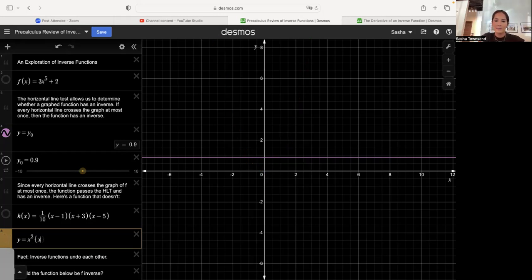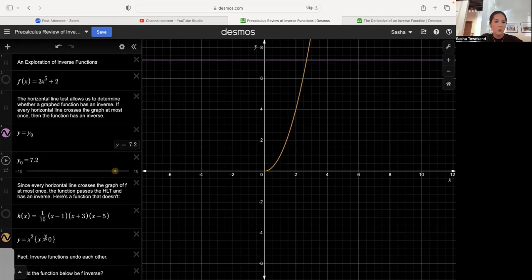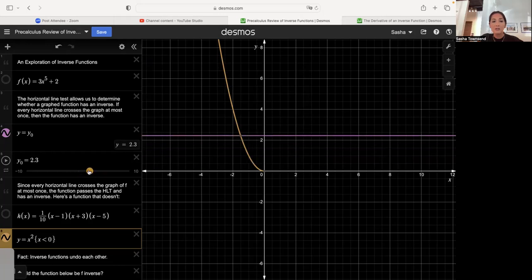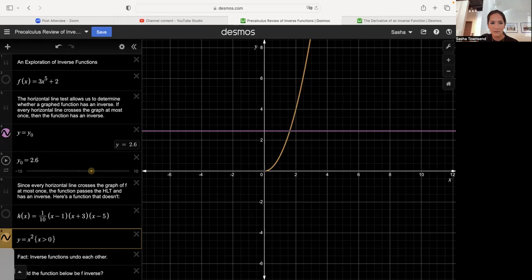So either way, if I make a restriction to positive values for x, now my function has an inverse because the horizontal line only crosses once. Or if I say, I'm okay with negative values, the horizontal line also only crosses once. As long as we make that choice, then the function has an inverse, and that inverse for the positive branch, where x is positive, is the positive square root of x.